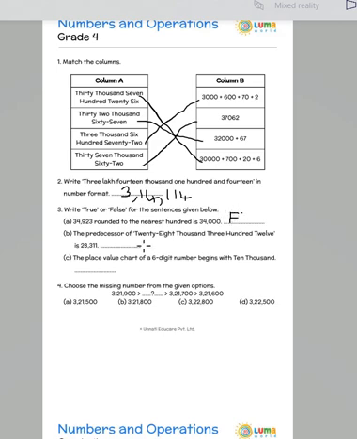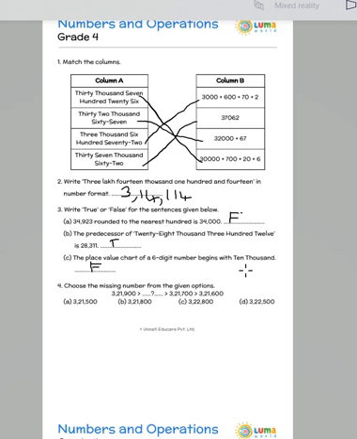The next one, the predecessor of 28,312 is 28,311, which is right. Predecessor is the number that comes before. The place value chart of a 6-digit number begins with 10,000. Is that right? Look at 10,000. How many digits are there? So this is false.